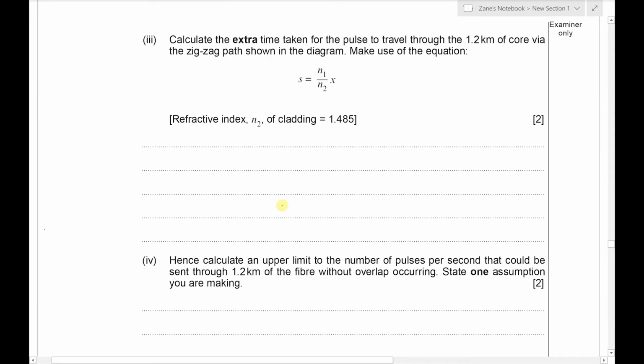Next, we're asked to calculate the extra time taken for the pulse to travel through the 1.2 kilometers of the core via the zigzag path shown in the diagram. We're going to use the equation that we just derived. I'll do it the long way and then I'll mention a quicker way. We can calculate the length of this zigzag path by taking 1.5 for N1 over 1.485 for N2, times the 1.2 kilometers that we had for the length of this fibre. And that will give us 1.212 recurring kilometers.